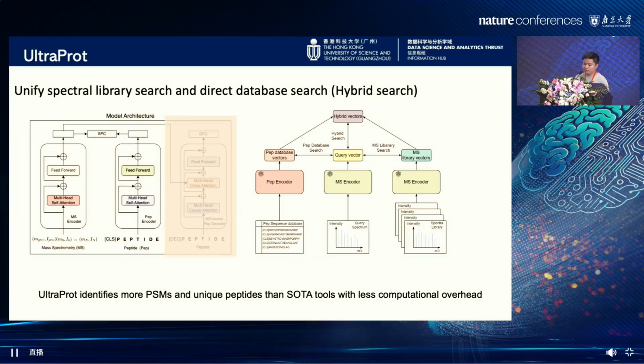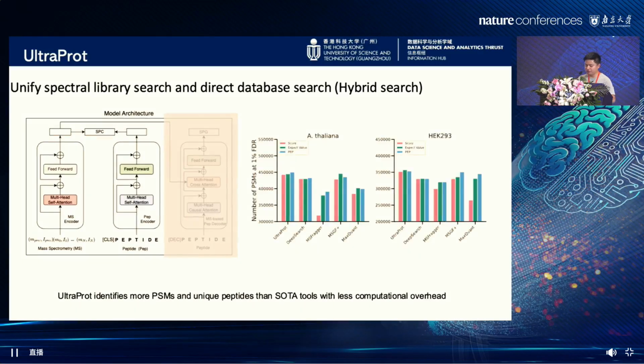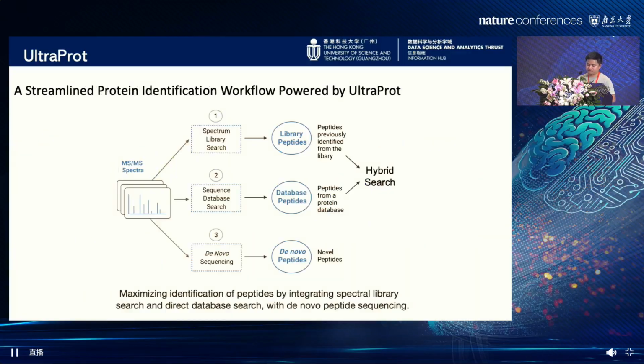As I introduced before, the UltraProt model embeds the peptide sequence and the spectrum data in a shared vector space, where we can calculate the similarity between them directly. Therefore, we unify traditional database search and library search in a unified framework, and we name it hybrid search. As a result, the UltraProt model can identify more PSMs and unique peptides than state-of-the-art tools such as MaxQuant and DeepSearch.